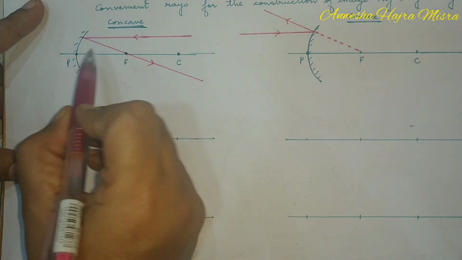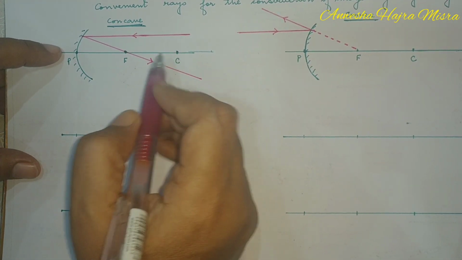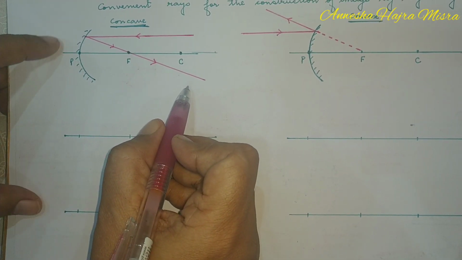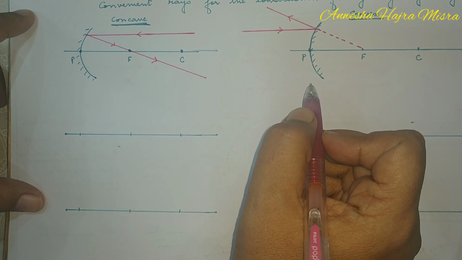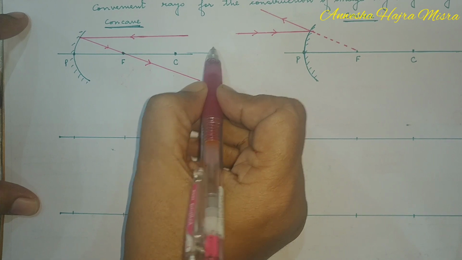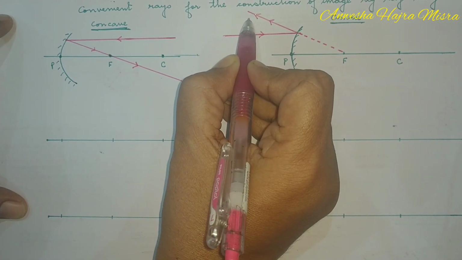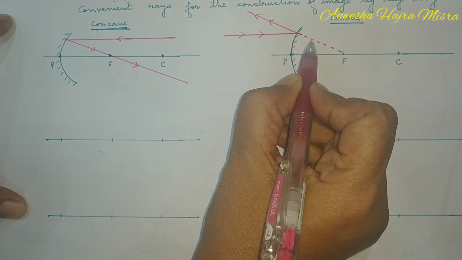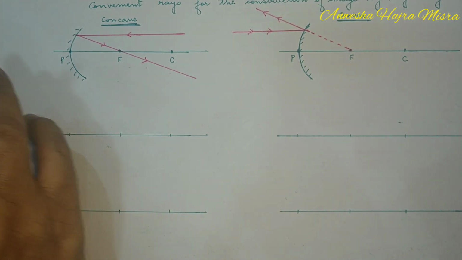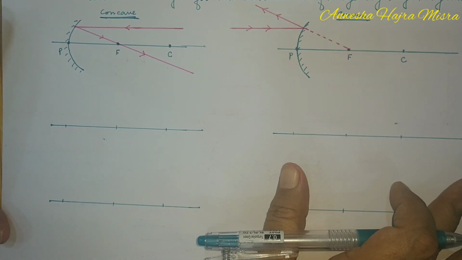A ray which comes parallel to the principal axis for concave mirror, after reflection, will pass through focus. And for convex mirror, a ray which is coming parallel to the principal axis, after reflection, will go in such a direction that if you extend the line with dotted lines, it will meet at the focus. Now let us go for the second ray diagram.